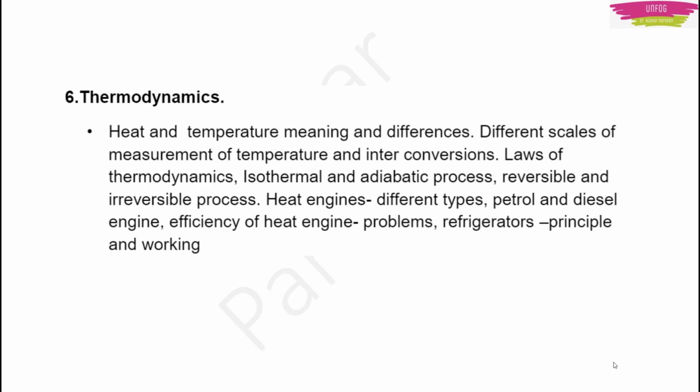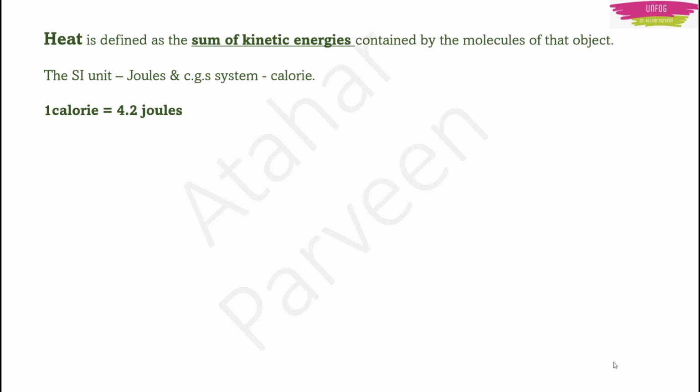Now, let's start with the basics, the heat and temperature. Now, what is heat? If you want to define heat, then it is the sum of kinetic energies which is contained by the molecules present in that object. If you are talking about the object which is having certain heat, then that heat will be equal to sum of the kinetic energies of the molecules which are present in that object. Okay. Now, what is the SI unit of heat? It is joules, and in CGS system, the unit for heat is calorie. There is a relation between this joules and calorie. 1 calorie is equal to 4.2 joules.